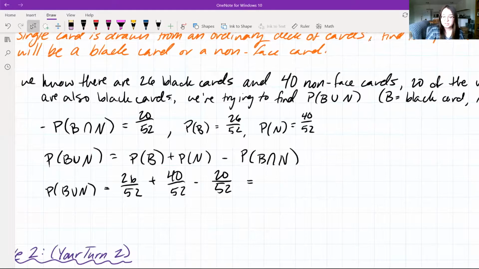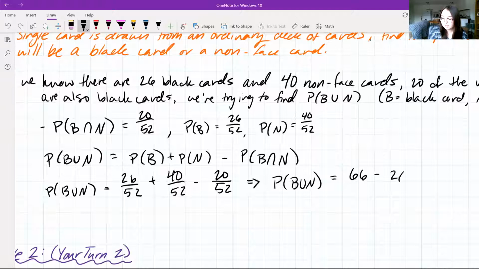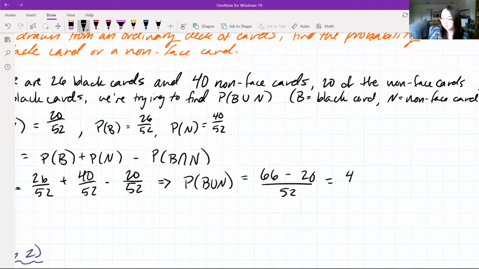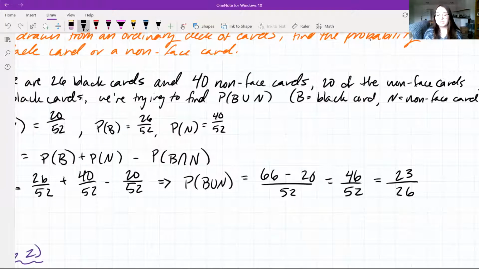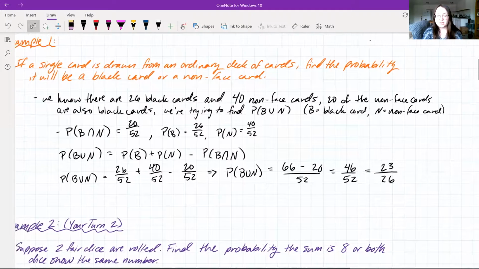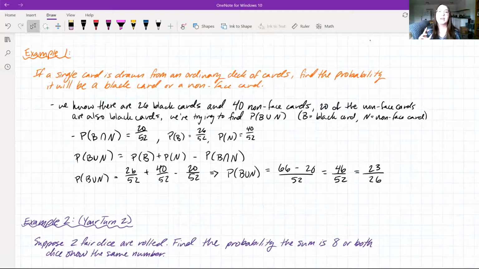So when we calculate these values, this is going to give us the probability of B union N is equal to 66 minus 20 divided by 52. And this is going to be equal to 46 divided by 52. Now we can simplify this a little further. This is the same thing as saying 23 out of 26. So we see that either pulling a black card or a non-face card is actually a majority of our deck.